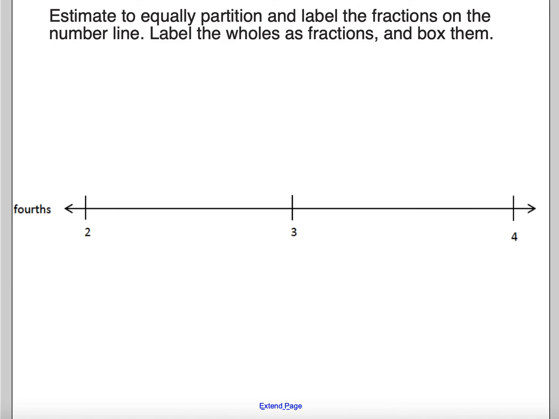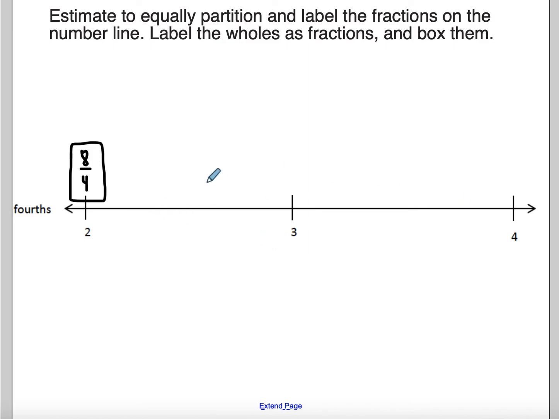Okay, welcome back. So I have fourths on this number line, but that's what I'm trying to do. I have 2, 3, and 4 wholes. So I'm starting at 2, I'm not starting at 0. So it's not going to be 0 fourths. It's actually going to be 8 fourths. And I know that's true because 8 divided by 4 is 2. So I have 8 fourths. I'm going to box that. That's my first whole number. And I'm going to keep going until I get to 4 wholes.